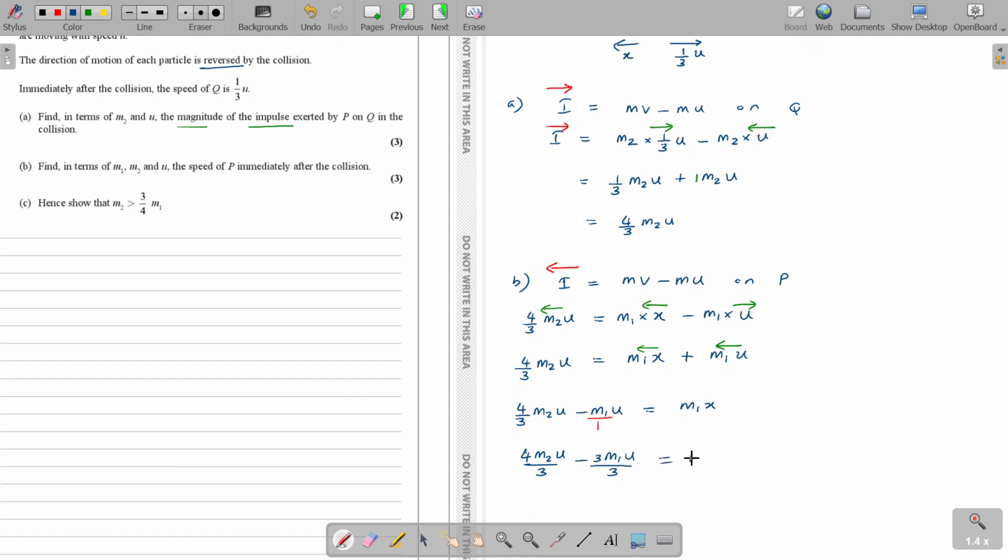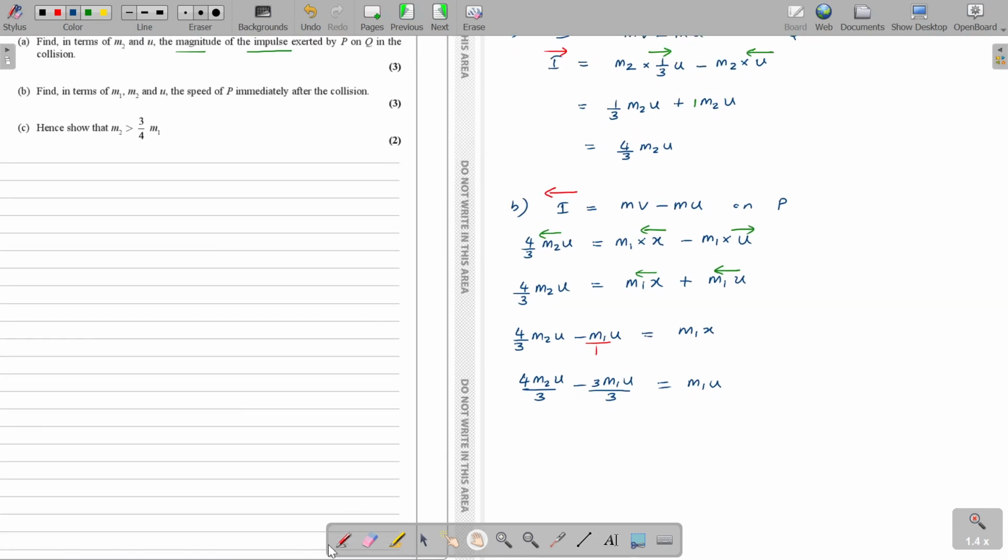I have a common denominator 3 now. Are you with me? So this is under a common denominator 3. 4m2u minus 3m1u equals m1x, I'm sorry, this should be m1x, right? So finally, when you make x the subject, what do we get? Taking u out, you get 4 times m2 minus 3 times m1, over 3 times m1. I just brought this m1 down here, and from the top I factorized the u out.